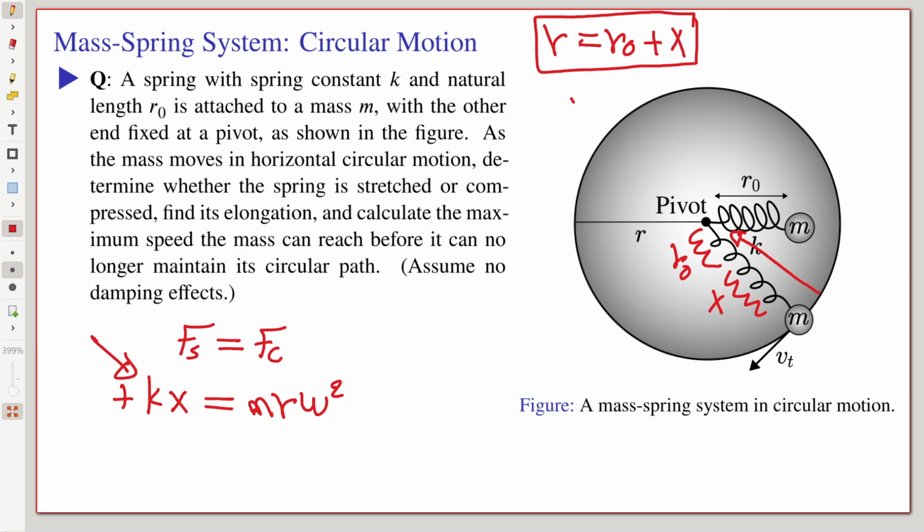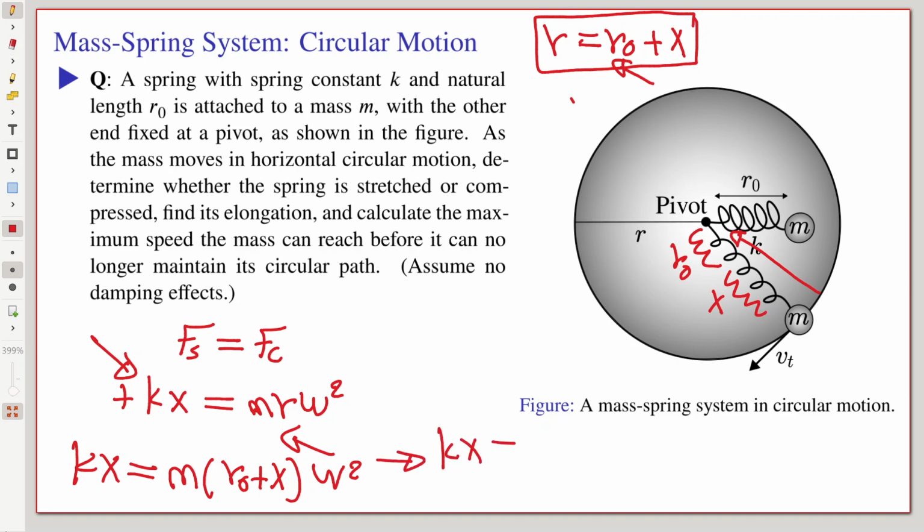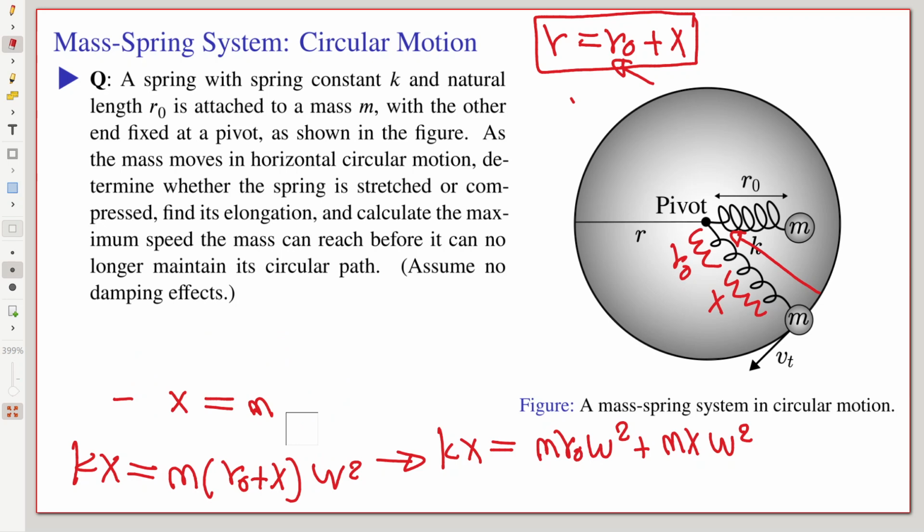Now, we know that r is equal to r naught plus x, so we're going to substitute this into here. See what we get. Kx, because we are trying to find an expression for x, or the elongation, is equal to m times r naught plus x, times omega squared. Which basically is kx equal to m r naught omega squared plus m x omega squared. Let's get rid of all of this.